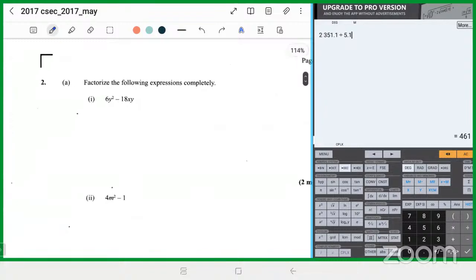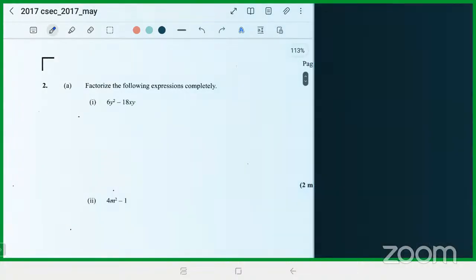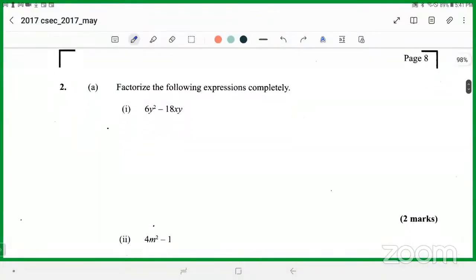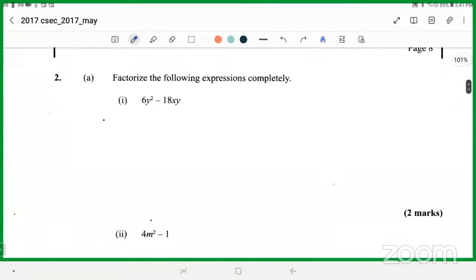All right, I don't need the calculator now. This question says we have to factorize the following expression completely. Here I see 2 terms, so I'm thinking about the difference of 2 squares. I'm also thinking about common factor. Right now, it's not the difference of two squares. So first, you're going to go for the highest common factor, and then you have to look to see if what you get in the bracket can be factorized any further, because the question said completely.